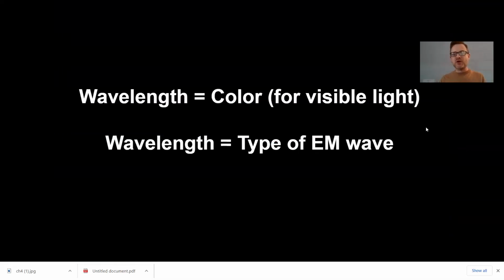Okay, so like I said, what color is? Color is wavelength. Wavelength is color for visible light. And the wavelength tells you the type of EM wave. So radio waves have this wavelength, gamma radiation is this wavelength, blue light's this wavelength. We classify what type of wave it is by what the wavelength is. If it's color, again, we use nanometers.